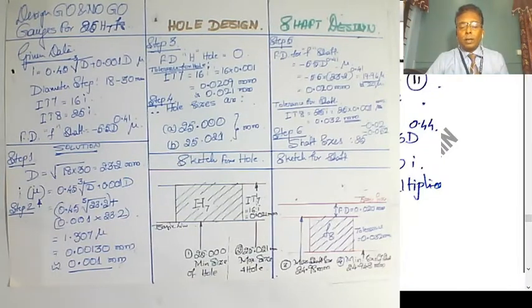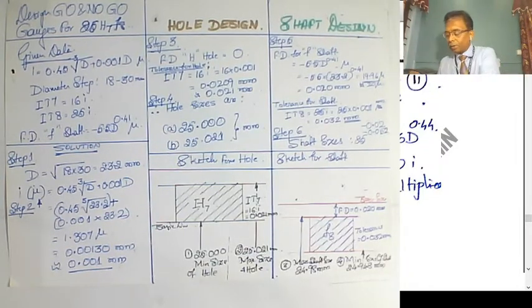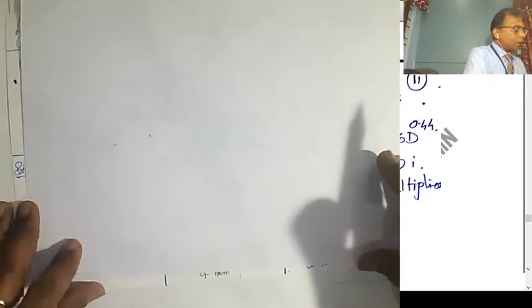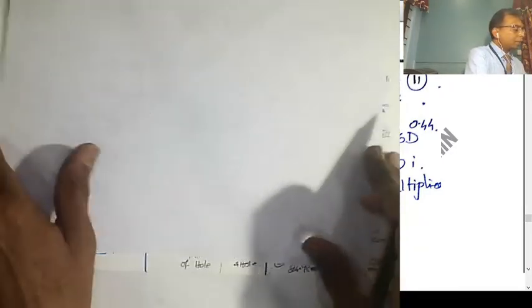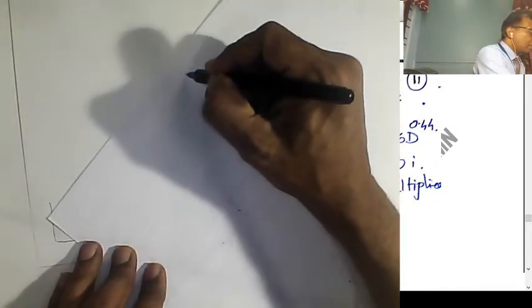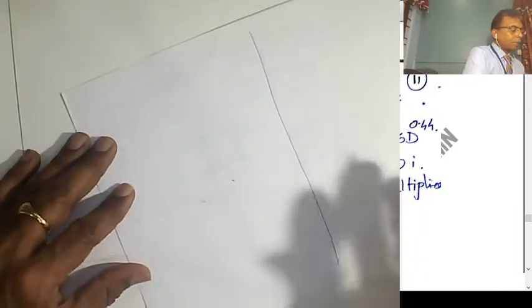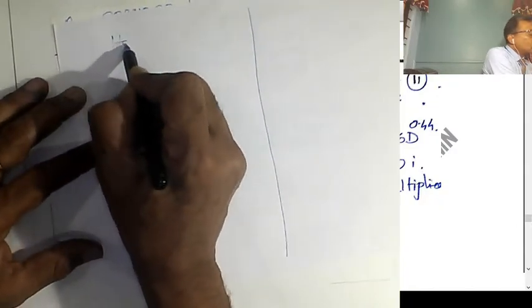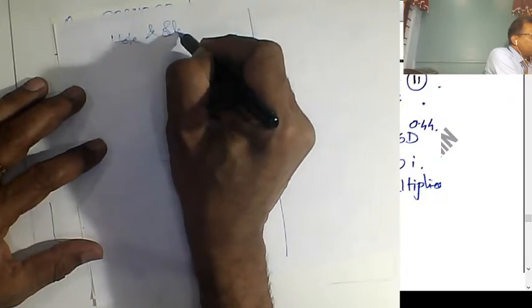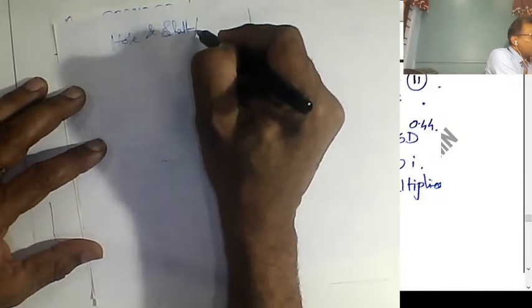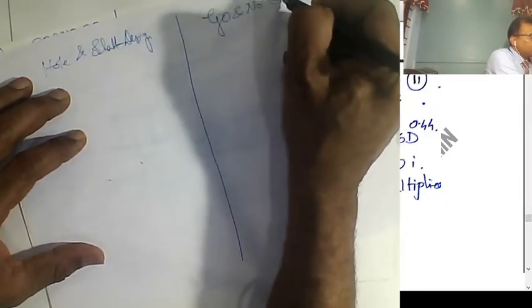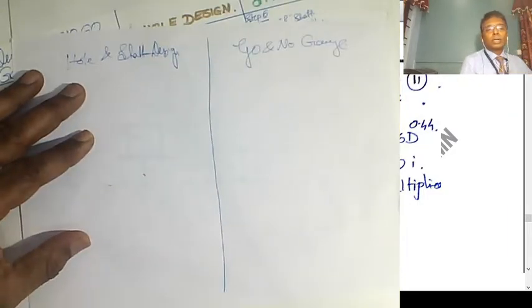Now let us precisely understand what we are supposed to find out. First we need to understand what is to be discussed. Solving the problem consists of two parts: one is hole and shaft design, and another is go and no go gauge design.